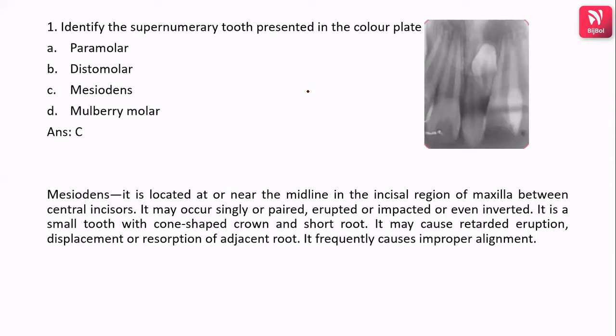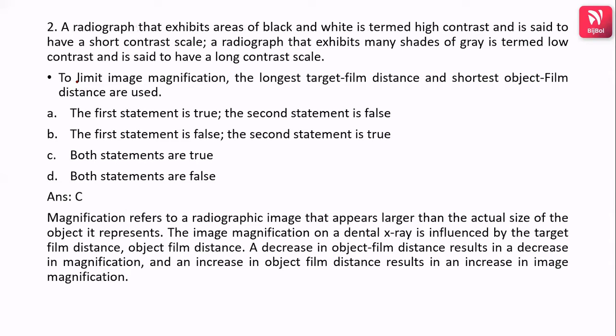Here you can see this is something which is present between two central incisors. So it is mesiodens. Mesiodens is located near the midline of the incisor region of the maxilla between the central incisors. So straight away you can give the answer as mesiodens. Moving to the next one.